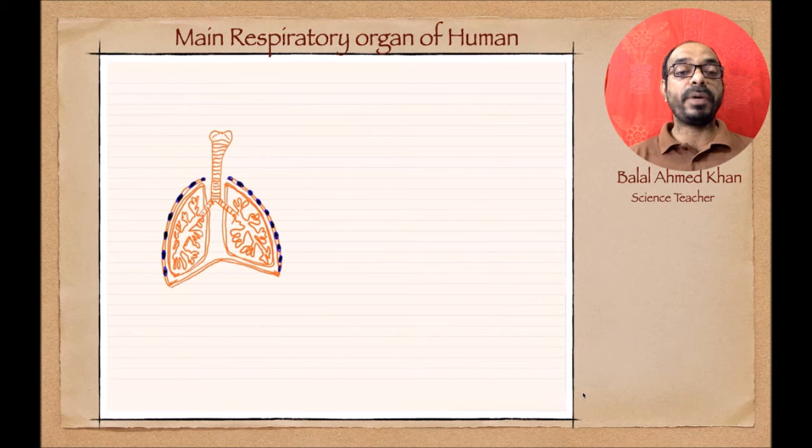This is the inner part of the lungs. And in the center of these two lungs, the heart is located. The middle part of this is the heart. It divides the lungs into two parts, left and right. The heart bends towards the left side. That is why the left part of the lungs is comparatively smaller than the right part.